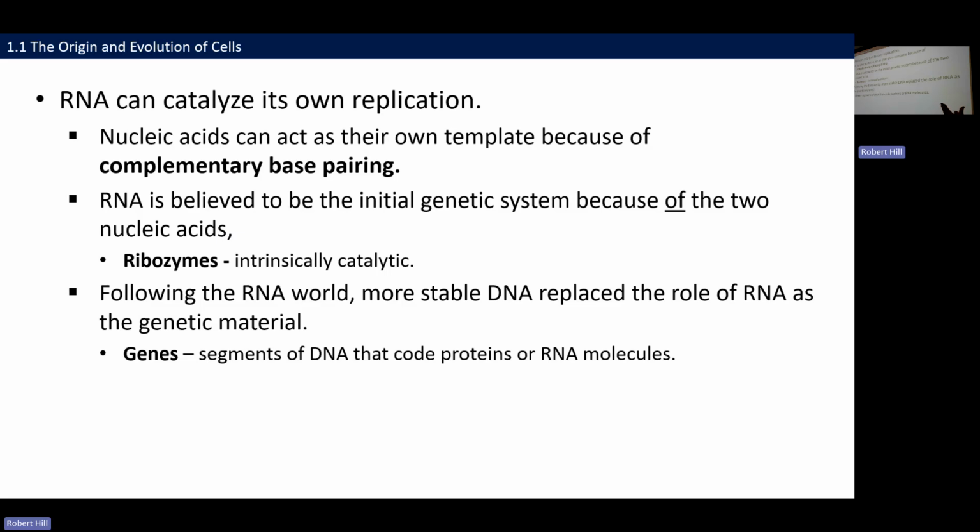So it transferred over to DNA, and we term these genes, segments of DNA that can code for either proteins or RNA molecules. The definition of a gene used to be a segment of DNA that coded for a protein, but that's not always true. Some segments of DNA code for RNAs and then stop there. There's a whole bunch of different RNAs that function in the cell and have important functions.